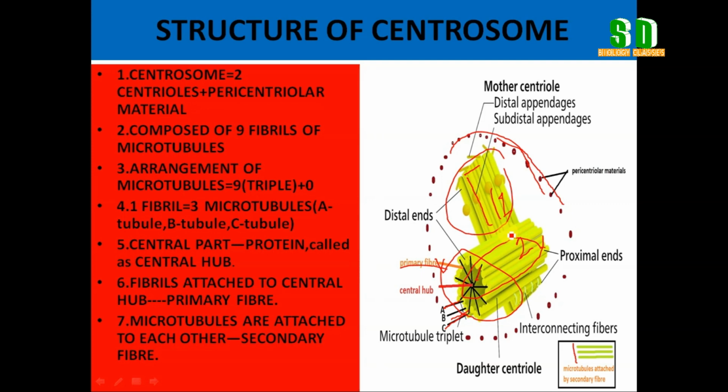And how many fibrils are there? Total number of fibrils is 9. So 9 fibrils, each fibril having 3 microtubules. So the number of microtubules in the centriole is 27. Now the central part is made up of protein, which is called the central hub. The microtubules are attached to the central hub by primary fiber, and the microtubules are attached to each other by secondary fiber. This is the structure of the centriole.